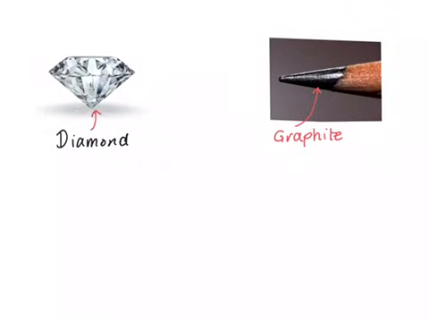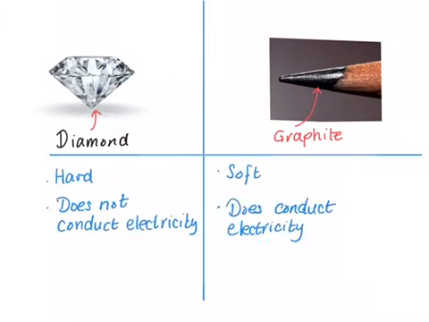This is looking at the difference between diamond, which is this thing here, and graphite, which is this thing here. So diamond is a colourless solid, usually used in rings. It's incredibly hard. It's used in cutting tools. And this is graphite, usually used in pencils. It's also used as a lubricant. So diamond is hard and it does not conduct electricity, whereas graphite is soft and it does conduct electricity.